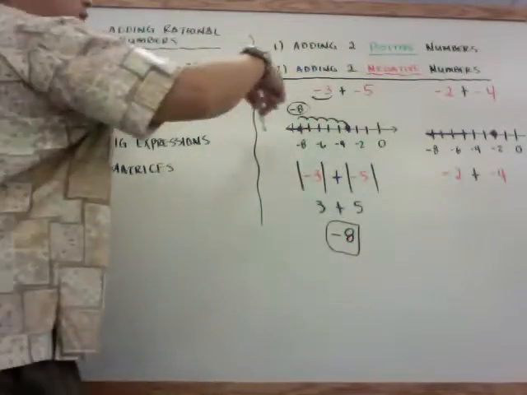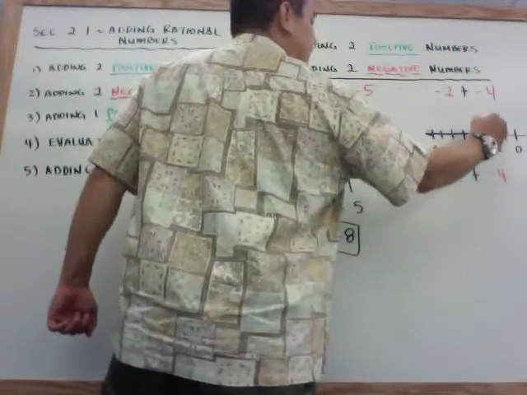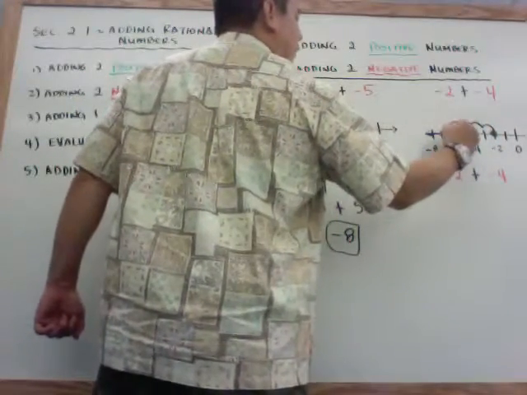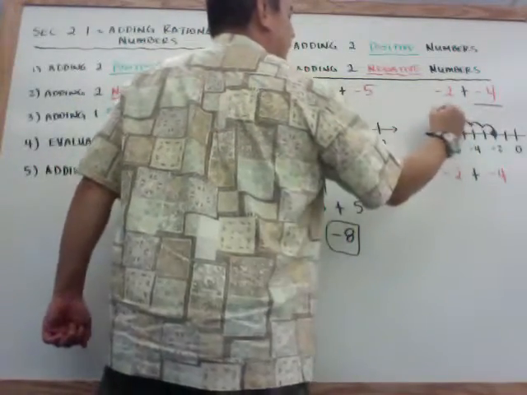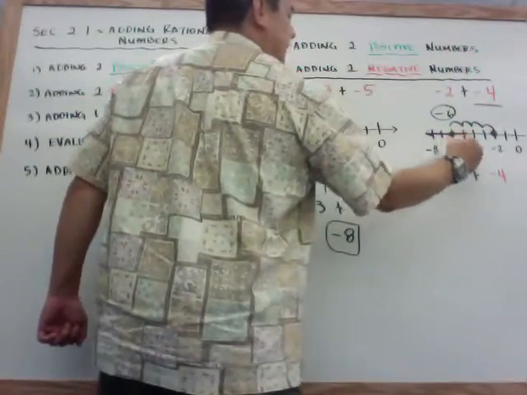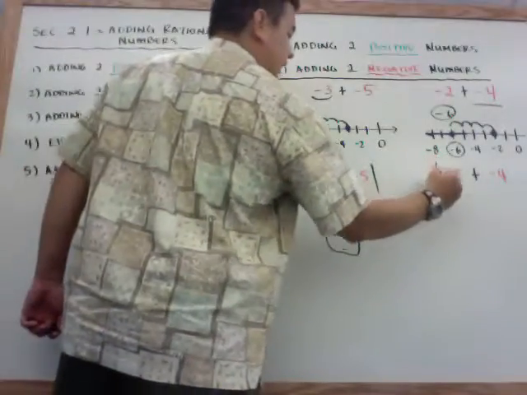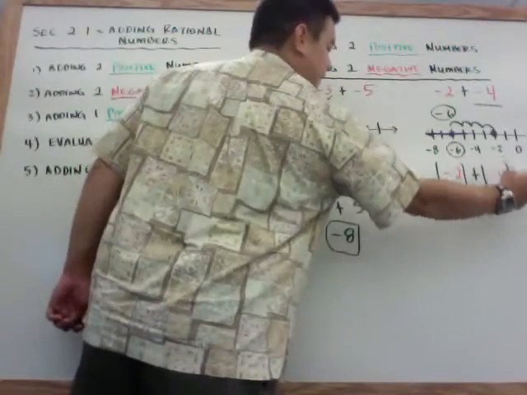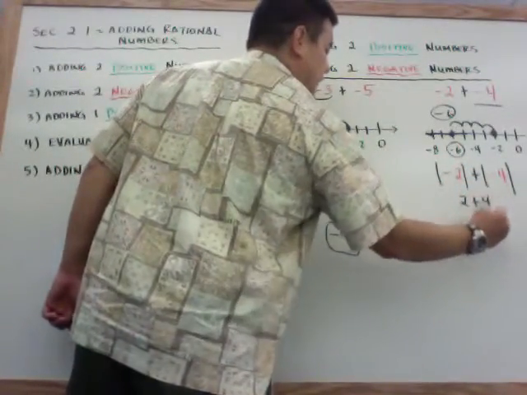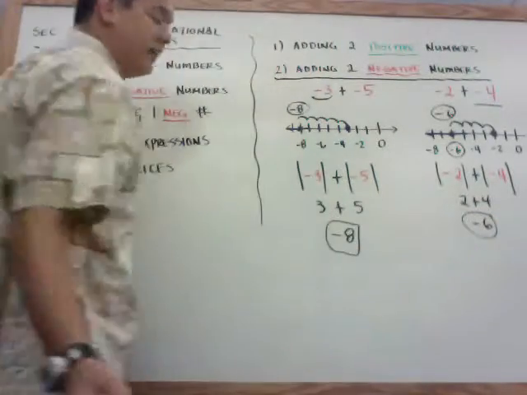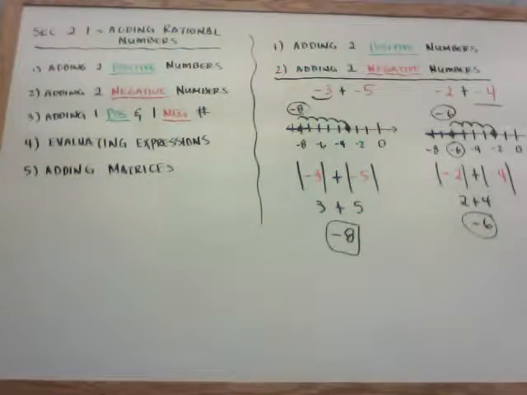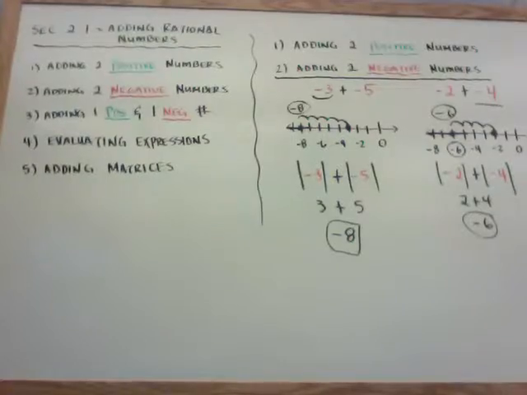So here's another quick one. Start at -2. Go over 4 because I'm adding a -4. And my answer would be -6, which is down here. Okay, if I did absolute value, I would just get absolute value of -2 plus absolute value of -4. So 2 plus 4 is 6. Add the negative in at the end, and you get -6. So that's how you add 2 negative numbers.